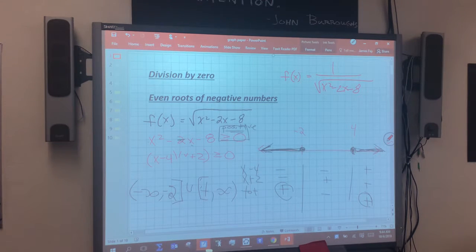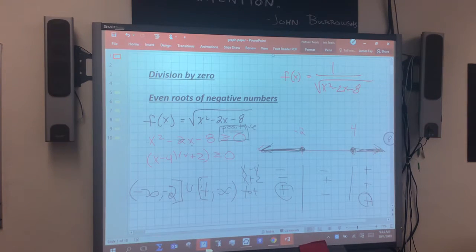So what would that do? How would that change my interval? It would just kick out negative 2 and 4, right? It would make me put parentheses around those things or open dots on the graph. Okay? So when you have a root in the denominator, okay, 0 needs to be kicked out as well. So you need to make sure you say greater than 0 instead of greater than or equal to 0. Okay?